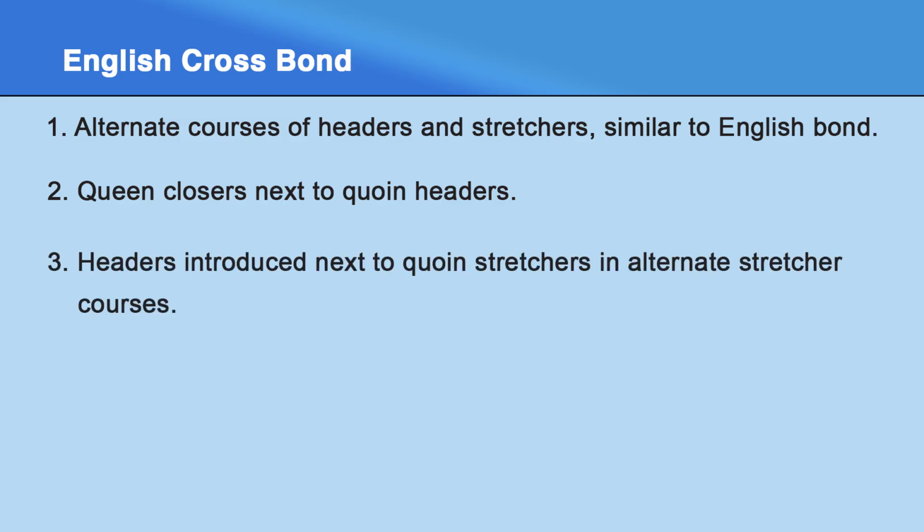Next is the header introduction in stretcher courses. In alternate stretcher courses, headers are introduced next to the quoin stretchers. This modification not only strengthens the bond, but also adds a distinctive visual pattern, making the English cross bond both robust as well as aesthetically pleasing. So, the combination of these features makes the English cross bond an excellent choice for walls where both structural integrity and visual appeal are important.